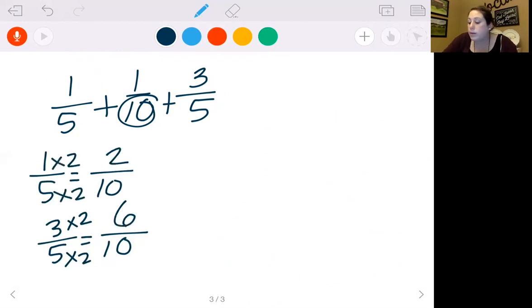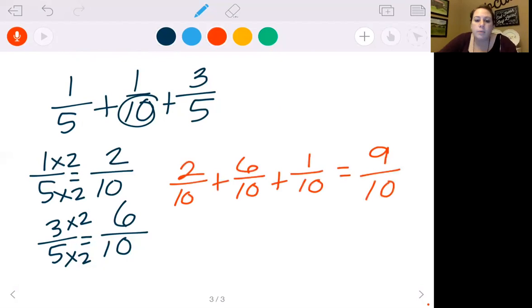In red, I'm going to rewrite all of the ones I'm going to add. I'm going to add 2/10 plus 6/10 plus 1/10. 6 plus 2 is 8 plus 1 is 9 over 10. You can't reduce it anymore, so I'm done. These are really pretty simple. They're not hard at all. Okay, let's do another one. Let's do 3/4 plus 3/8 plus 1/8.